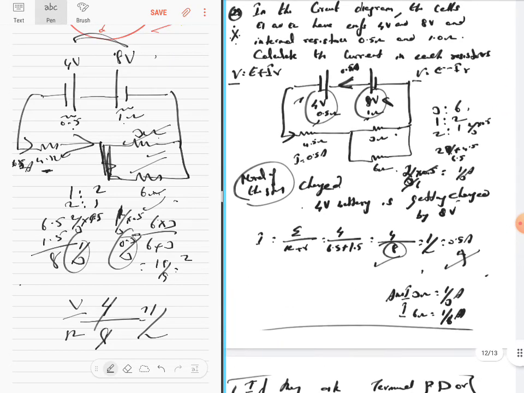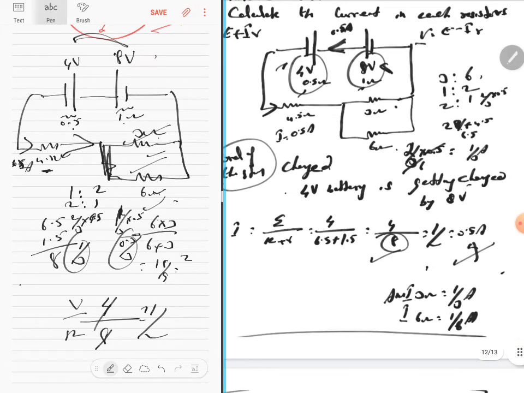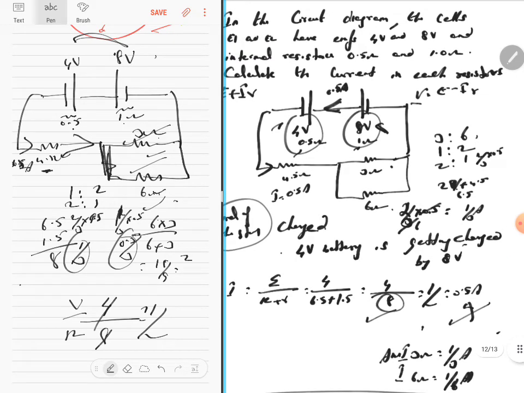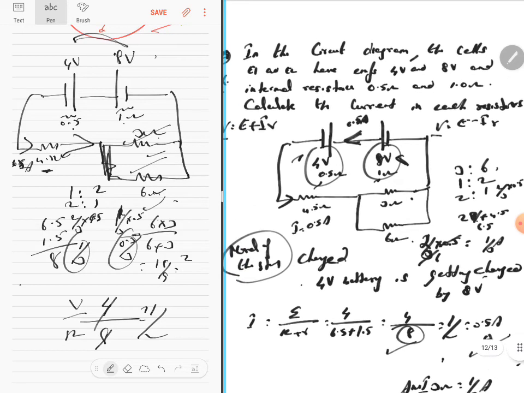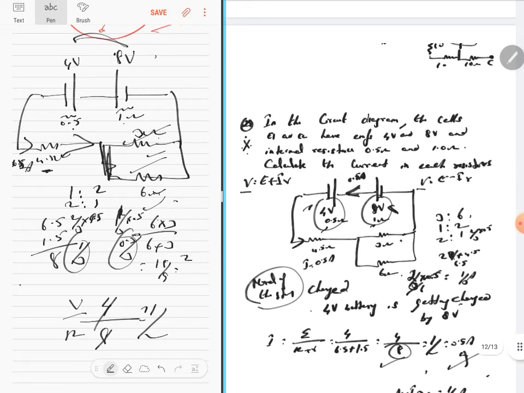I get 1 by 3 and 1 by 6 to be the respective currents. That's all they are asking. Okay, you got the current through, that's all they are asking. But having said that, the question may get extended. They will ask you one most important question in this.